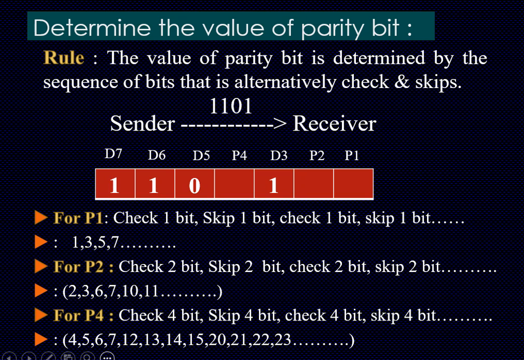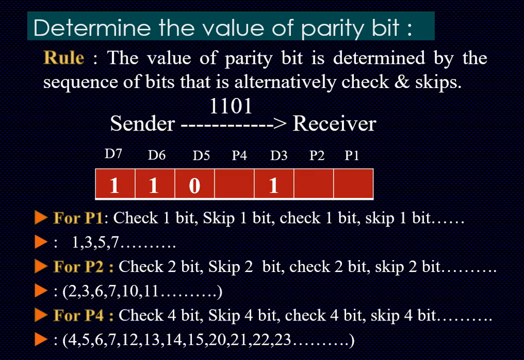Again we have to check, starting with 12, 13, 14, 15. Those 4 bits are checked. Now 4 bits are skipped, that is 16, 17, 18, 19. Again check 4 bits, that is 20, 21, 22 and 23, like that. So this is the rule for determining the parity bits.